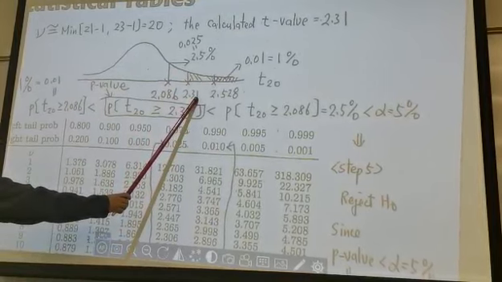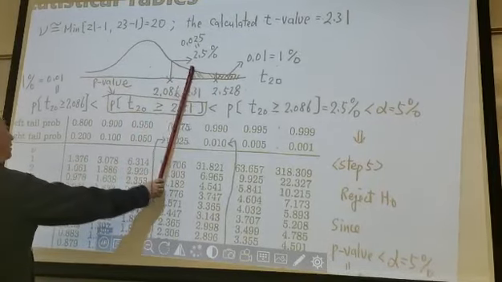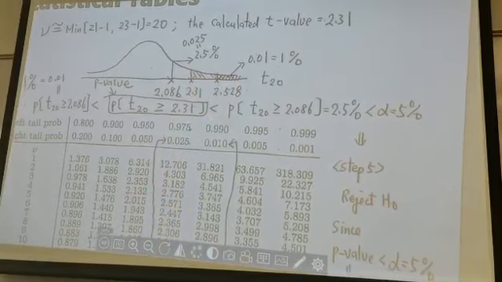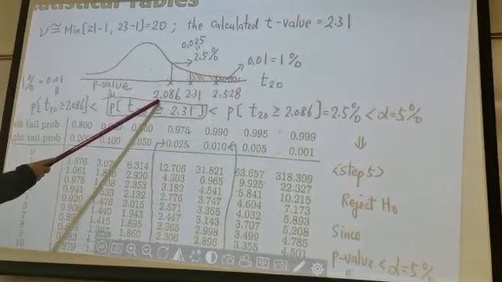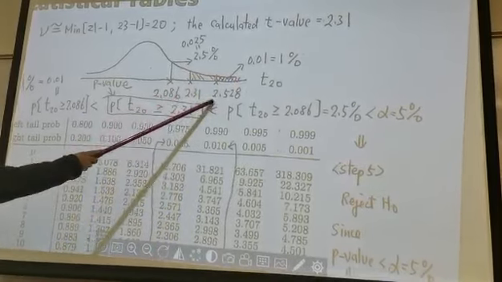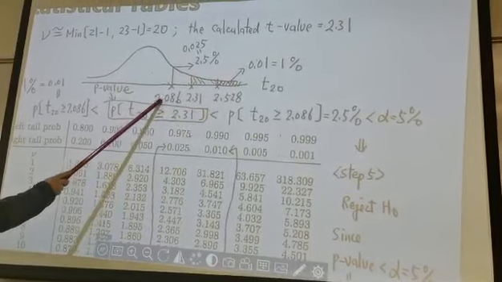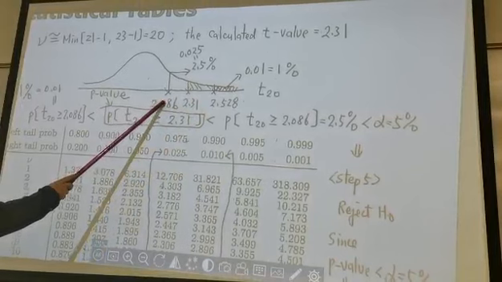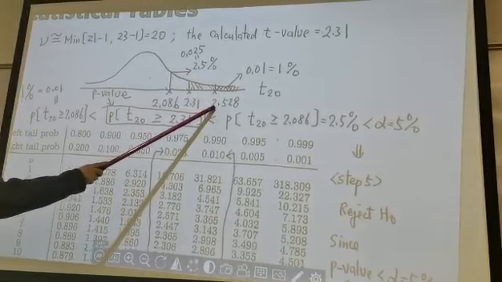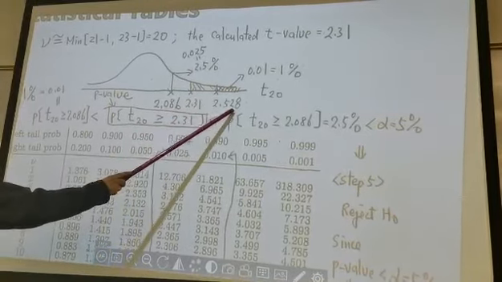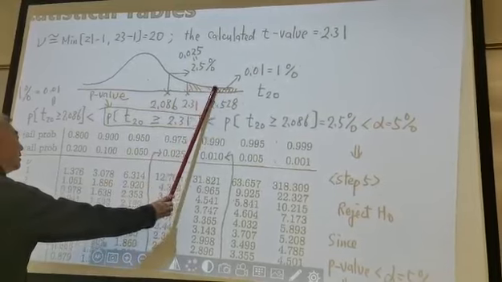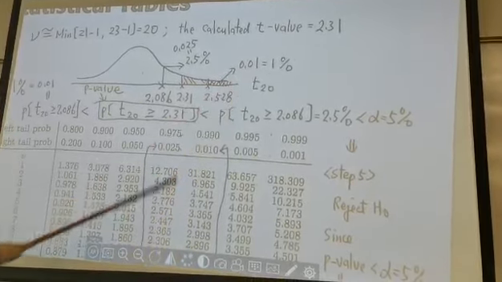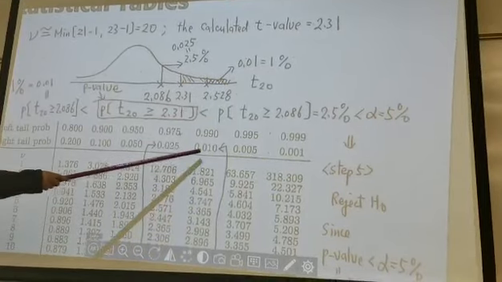2.31 is the calculated statistic, and the corresponding upper tail is the p-value. In the table, we find 2.086 and 2.528 bound the number we try to find, 2.31. This is a lower bound, this is an upper bound. Let's look at the upper bound first. 2.528, or even bigger. In the table, it shows 1%.